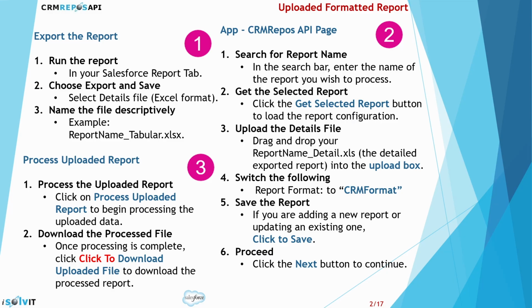First, search for the report name using the Smart Lookup field. When you select the intended report, click Get Selected Report to retrieve all stored settings associated with it. Next, drag and drop the exported detail file into the upload box.